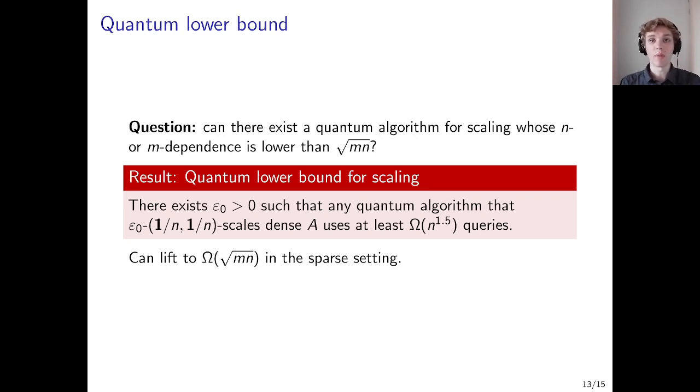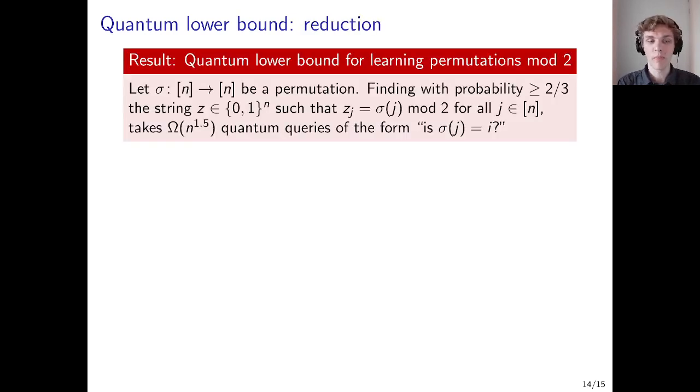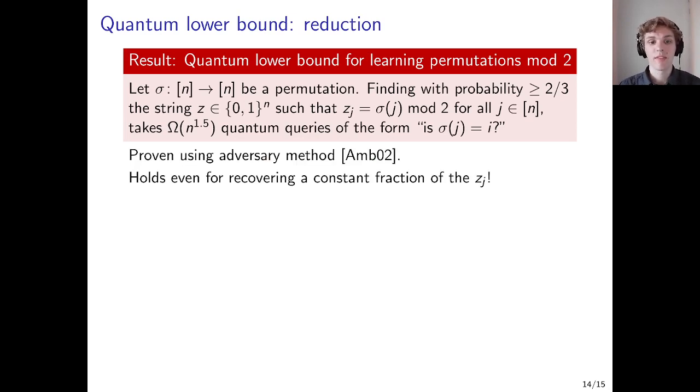Now, one might wonder how we prove this lower bound. So we reduce it to a relatively combinatorial problem, which is learning permutations modulo 2. So the idea is the following: I take a permutation sigma of n symbols, then you can show using an adversary bound that finding, with probability at least 2/3, the output sigma j modulo 2 for every j takes at least n to the 1.5 quantum queries of the form "is sigma j equal to i?". And it's even true that this holds for recovering a constant fraction of these sigma j's modulo 2.